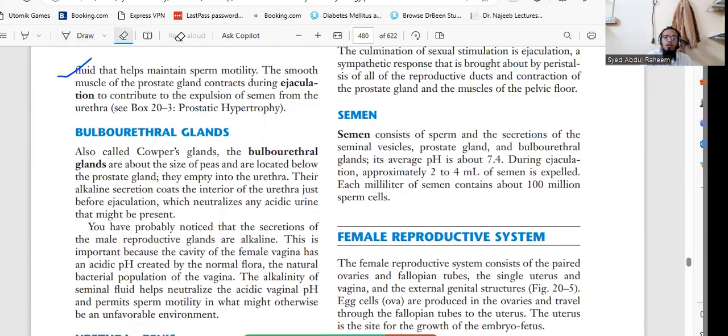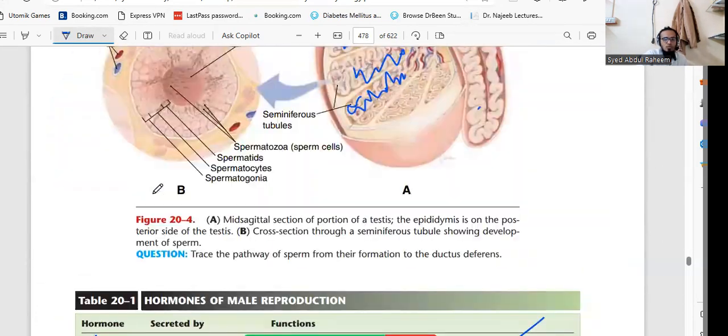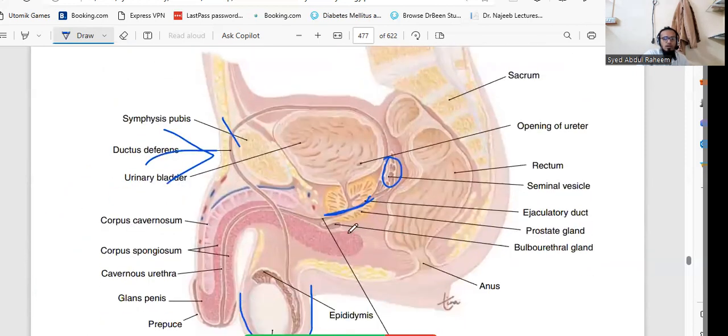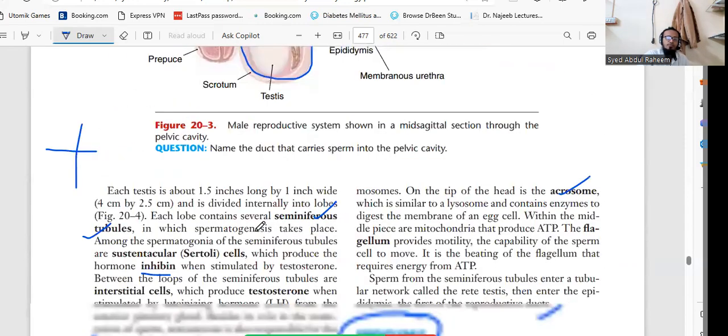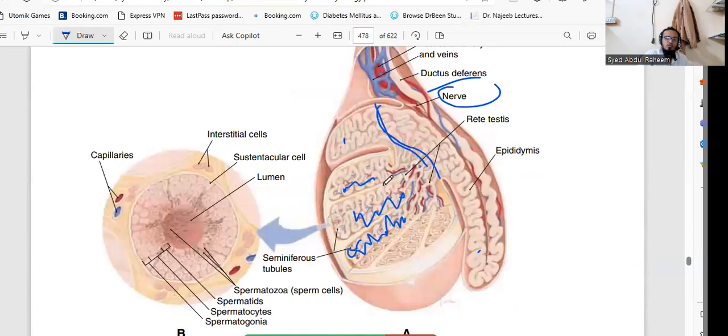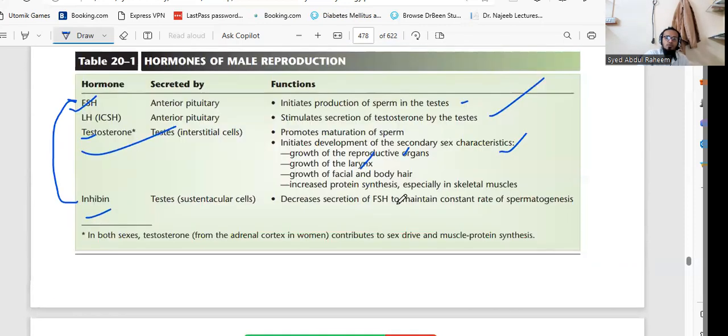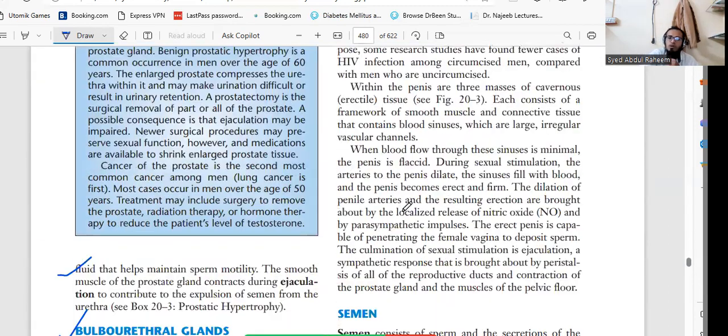Now we will discuss the bulbourethral glands, also called Cowper's glands. The bulbourethral glands are about the size of peas and are located below the prostate gland. Let's see the bulbourethral gland. Here we have the bulbourethral gland. You can see that it is below the prostate and above the urethra. This is the prostate gland. This is the vas deferens. This is the seminal vesicle, epididymis, testes, scrotum. In the scrotum and the testes, we have seminiferous tubules. Now we'll talk about the bulbourethral gland.